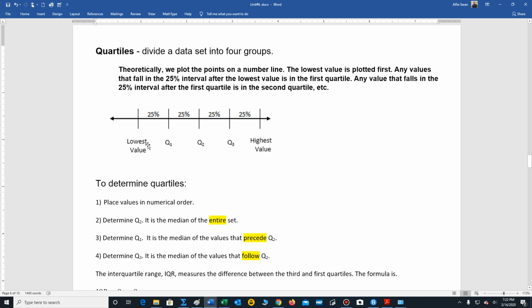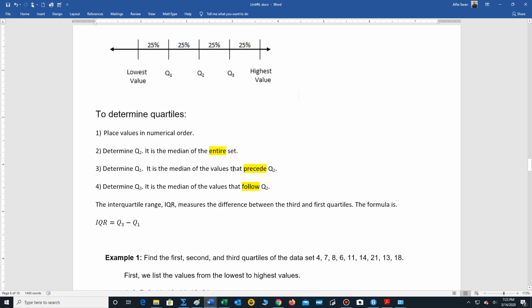Theoretical model would be that when you have your data set, you can arrange your data set so that the lowest value is first. Any value that falls in the next interval of 25% will be said to be in the first quartile, which is denoted as Q sub 1. If you measure off another 25% and construct an interval, any value falling in there will be in the second quartile, which is denoted as Q sub 2. And we can repeat this process until we get to the highest value.